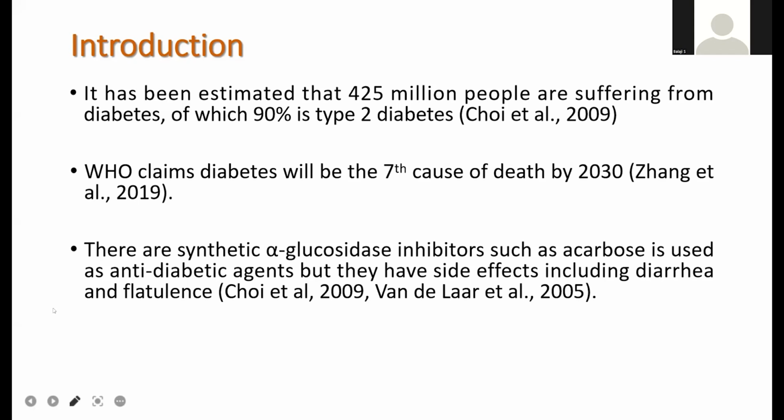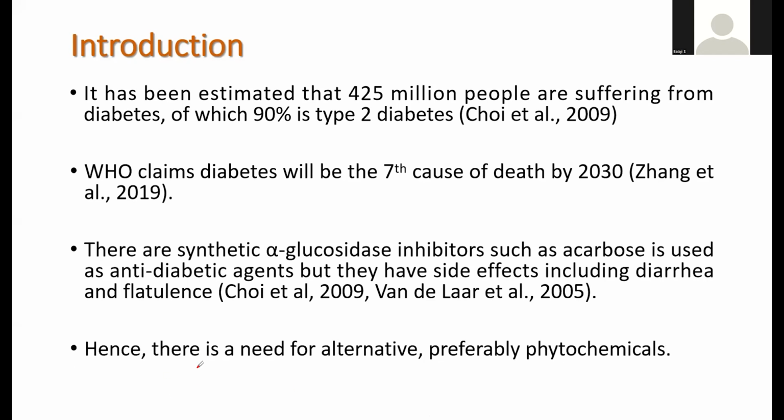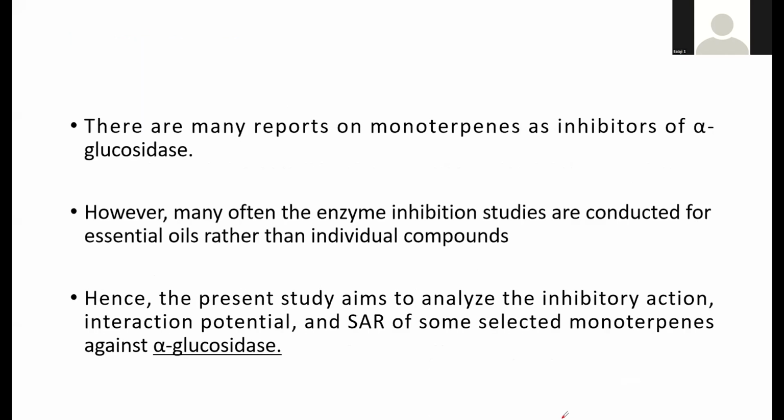So for this reason, we can go for an alternative, right? Some phytochemicals, some natural compounds. That's the purpose of this study. There are many reports on monoterpenes as inhibitors of glucosidase, so we wanted to identify the structural parameters which contribute to the functionality.